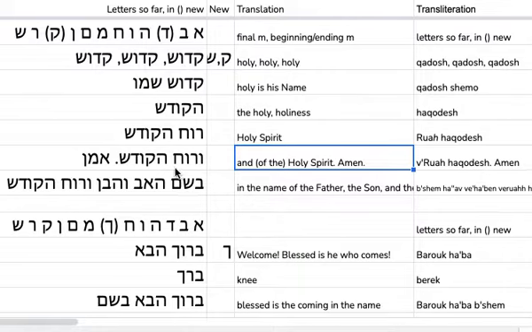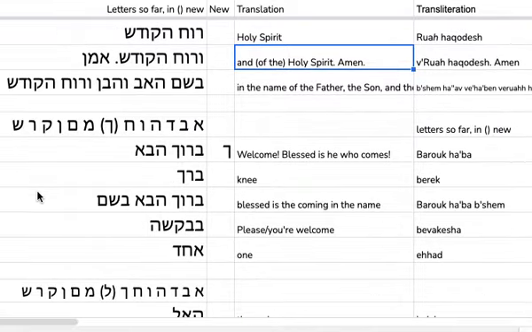V'ruach HaKodesh. Amen. And the Spirit, the Holy. Amen. Okay. B'Shem Ha'av, in the name of the Father. V'Haben, V'Ruach HaKodesh. Amen. Awesome.